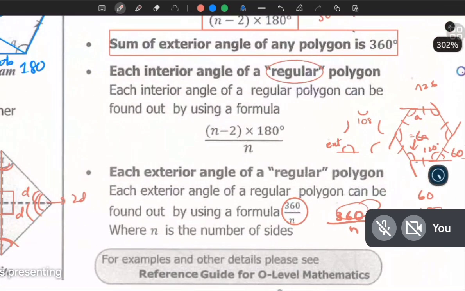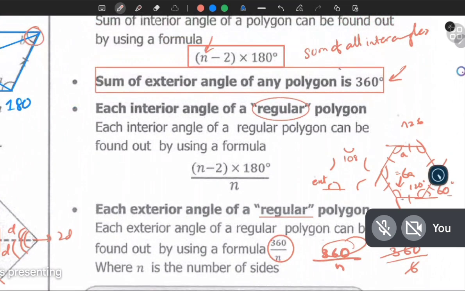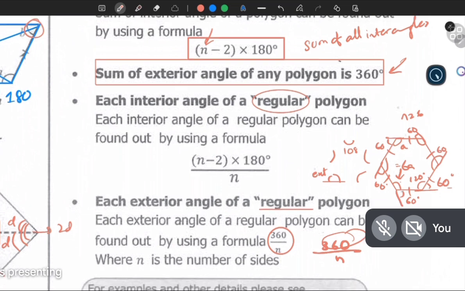When we have a regular polygon, what does regular polygon mean? Basically, we have all sides equal. Now, one thing we know, we have mentioned this as a rule: exterior angles of any polygon, it doesn't matter how many sides it has. When added, 60, 60, 60, 60, 60, all of these would give me 360, regardless of what shape I am having.